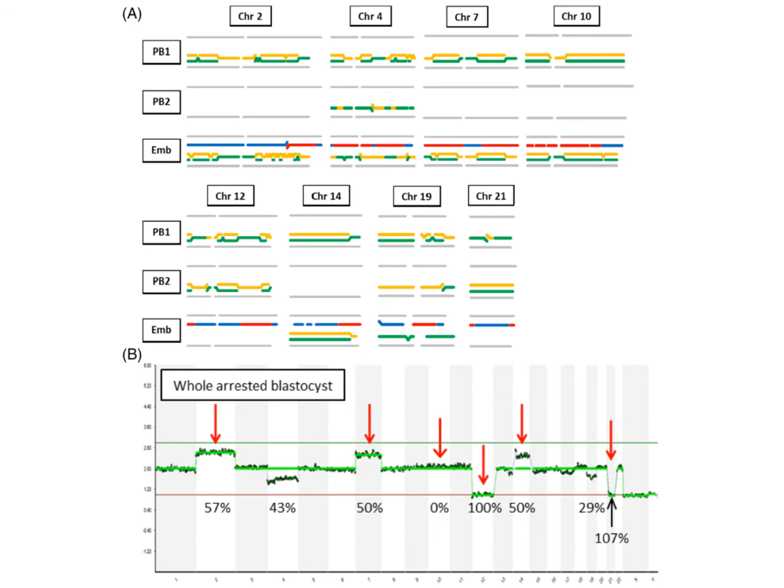Finally, we had one very interesting example of what could be misinterpreted as self-correction. So here is the copy number profile for a whole arrested blastocyst. And above it, we have the karyomapping pattern using the same visualization software that I showed you before for the first polar body, the second polar body, and the embryo.